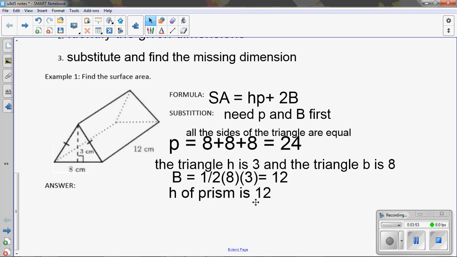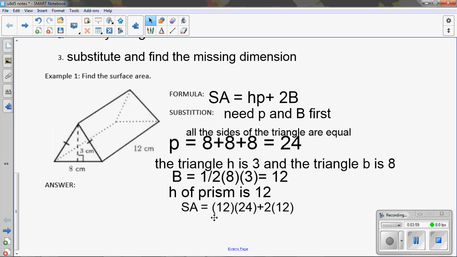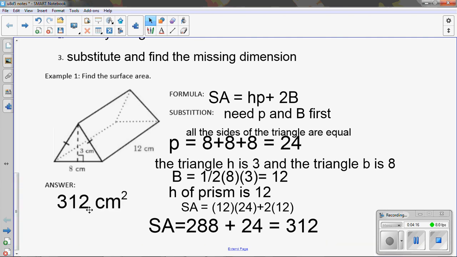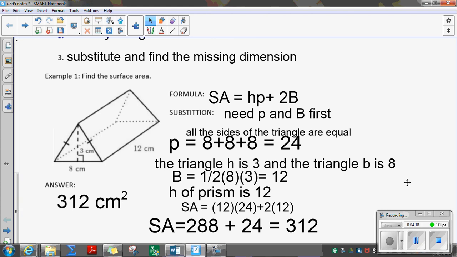So height is 12, area of the base is 12, perimeter is 24. Now I can plug in. So the surface area is 12 for the height, 24 for the perimeter, plus 2 times the area of the base, which is 12. Then go ahead and simplify. I get 288 plus 24 gives me 312. So my answer is 312 centimeters squared.